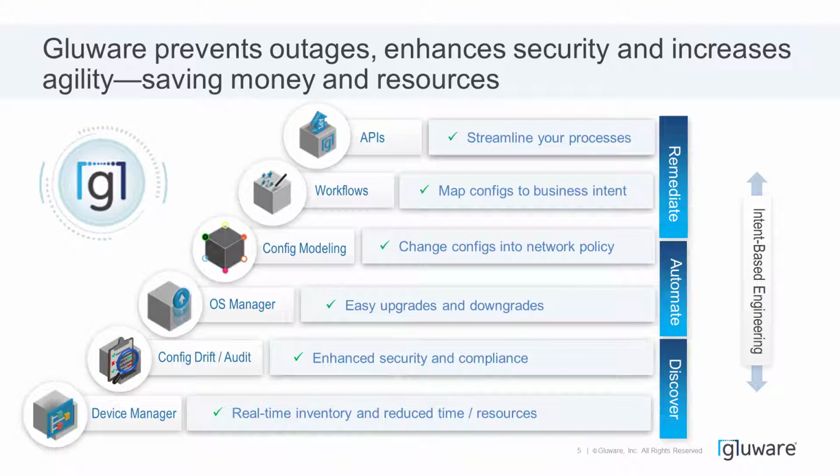So audit the network for your policy as well as for security. Those first two are read-only types of automation where you're discovering and gaining insight. Moving up the stack again, oftentimes customers use the OS Manager app next.